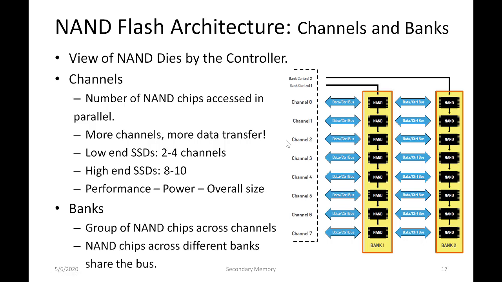The NAND chips across different banks that form a channel share the bus. So for example, here this NAND chip and this NAND chip will share the data, address and control buses of channel 0. Again, this is something similar to what we have observed with the DRAM organization too. All the banks in a rank share the bus, and all the ranks of one particular DIMM share the bus.